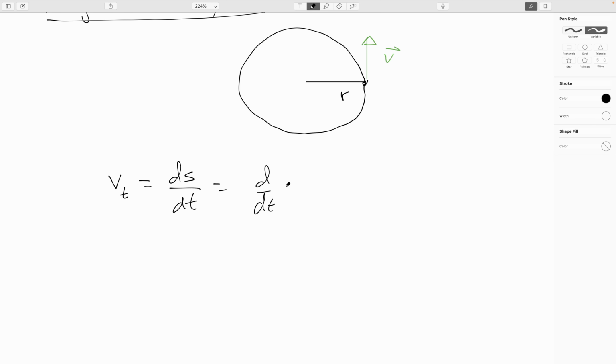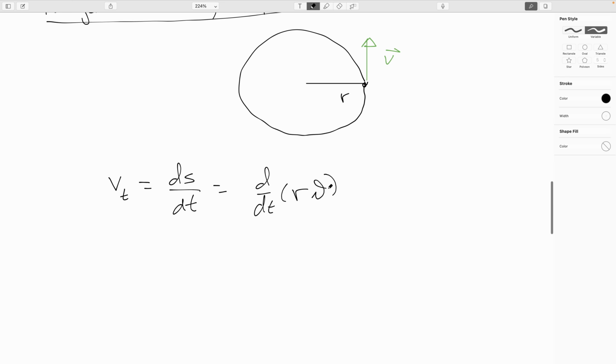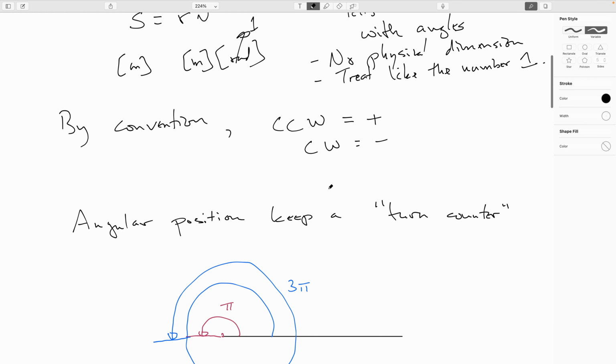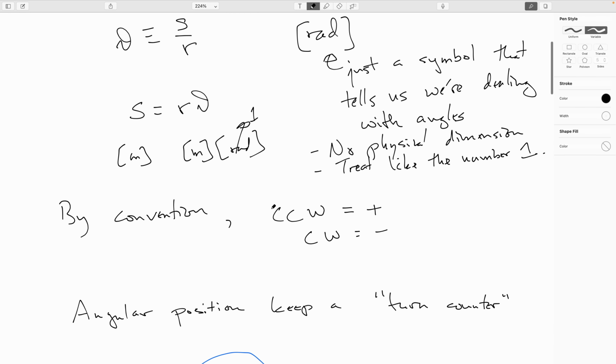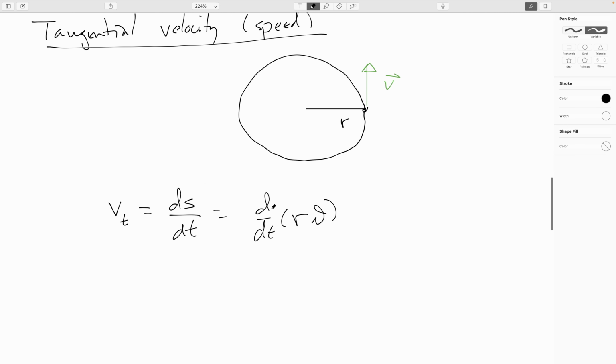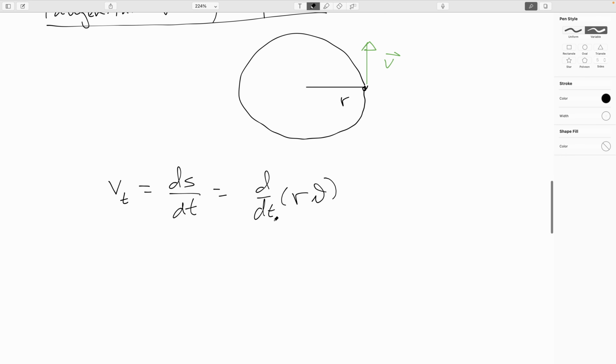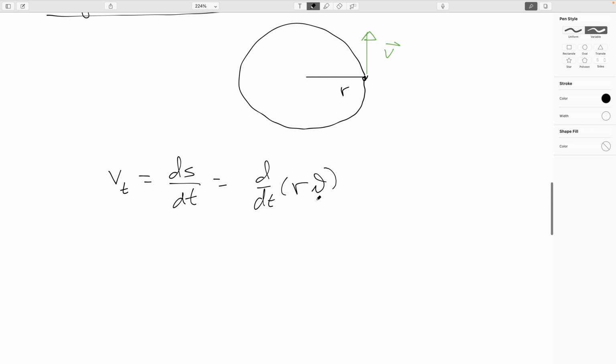So that's the length at which the product of the radius and the angle is changing. Going back to our definition of angle, remember we found that the arc length is equal to the radius times the angle. But since the radius isn't changing, the rate of change of the product of the radius and the angle will be the same as the radius times the rate of change of the angle. So we can write that as radius times rate of change of the angle. And we look at that and go, hey, that is our angular velocity.